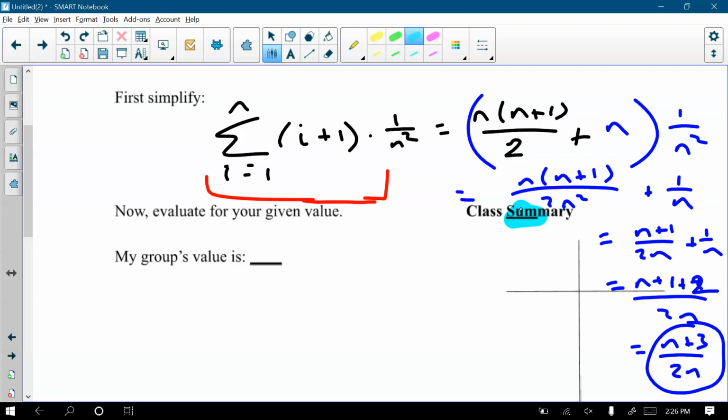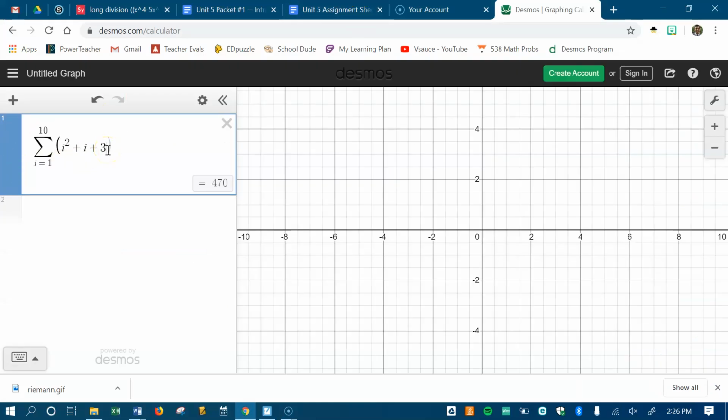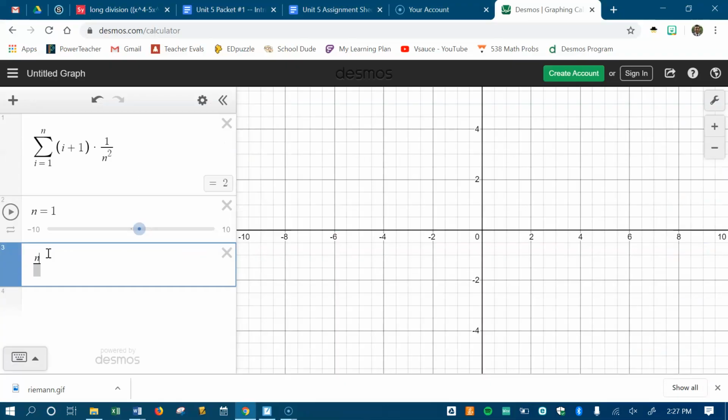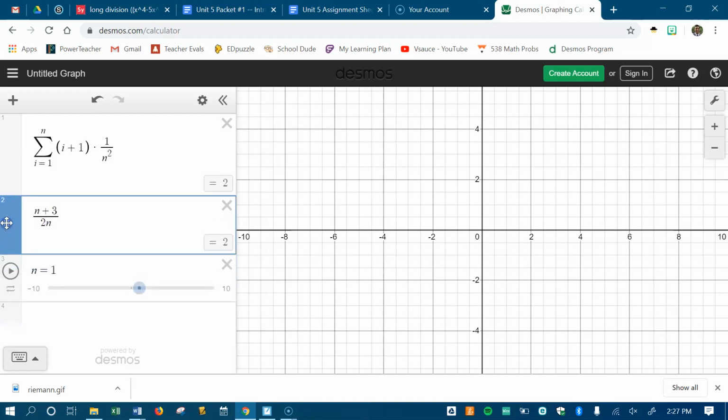Since we're not doing this in class, let's do this on Desmos. We're going to find all those values here. Let's go and do i plus 1 times 1 over n squared. Let's put an n here. I'm going to type another one, n plus 3 over 2n, just to make sure that I get these same numbers, because if I don't, that's going to be a problem.